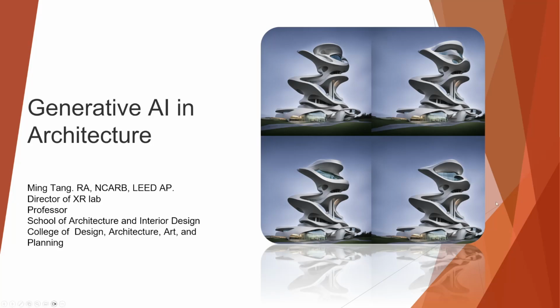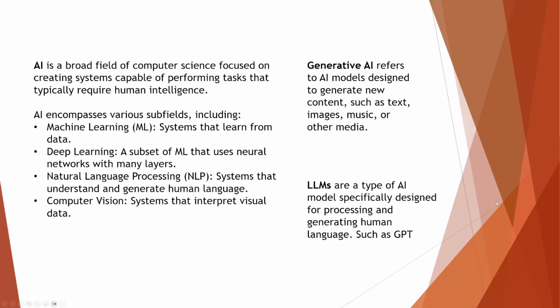So first, let's clarify a little bit on the terminologies related to AI. Today you hear about AI, machine learning, deep learning, large language model. In general, AI is a large umbrella term which has multiple subsets. For example, machine learning is a part of AI, and deep learning is a part of machine learning.